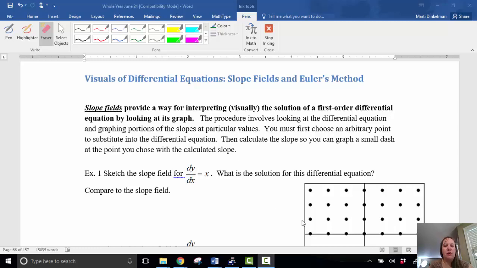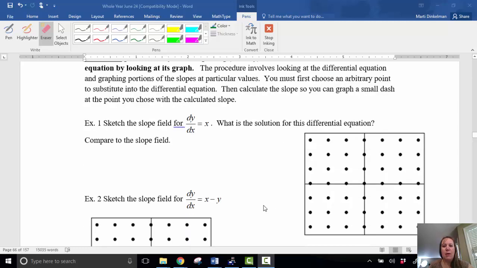For slope fields, many of you might remember how to do that. We're just going to put a small dash wherever we're looking at, with the slope at that point. So this first one, dy/dx equals x. For instance, all along here where x is 0, we know the slope is 0, so we're just going to draw a little line segment that has slope 0.